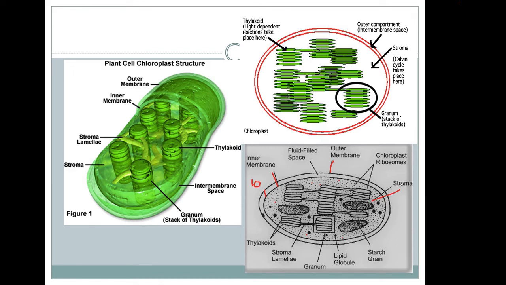This is the stroma, which contains several photosynthetic enzymes and circular DNA. In mitochondria also they have circular DNA, and 70S type of ribosomes are present. Which type of ribosome? 70S. In mitochondria also they have 70S.